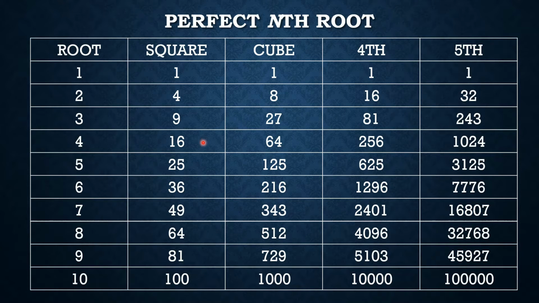The square root of 16 is 4. The cube root of 64 is 4. The fourth root of 256 is also 4. And so on and so forth. So class, you need to memorize all of these up to 10 because some of our examples include getting the perfect nth root.